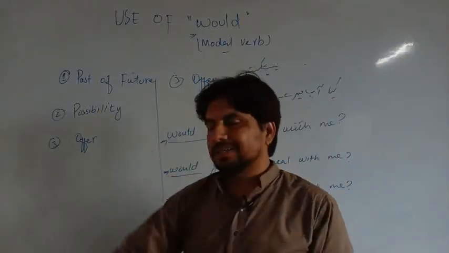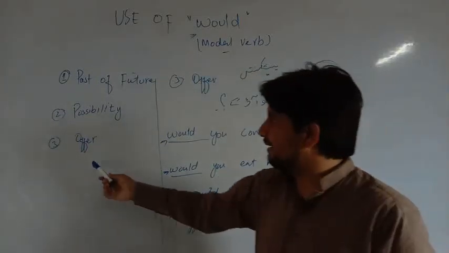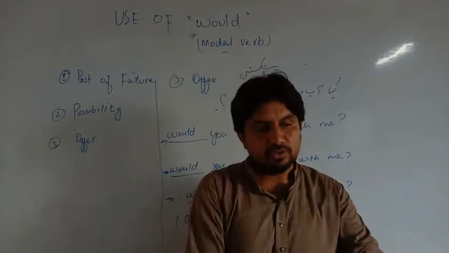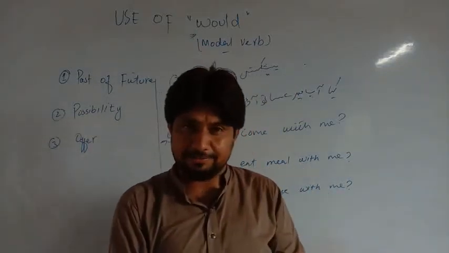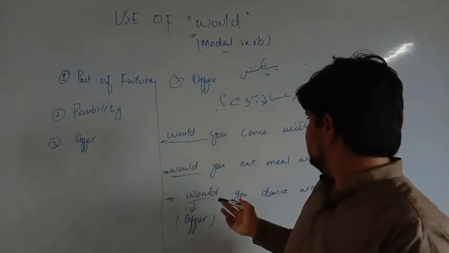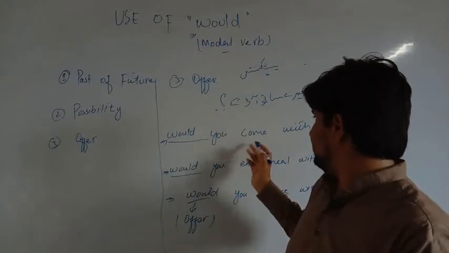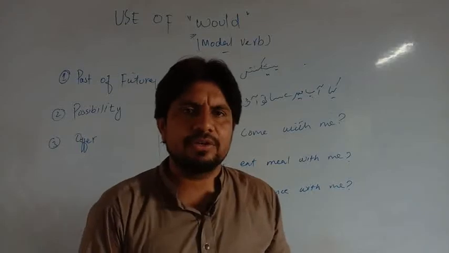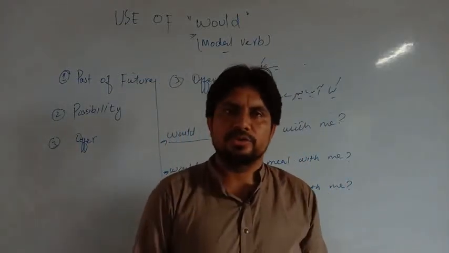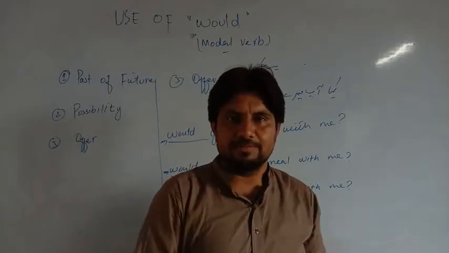So that comes under possibility. And the third one, which is written here, is related to offer. When you are offering someone something like party, like dance, like eating, like gathering, whatsoever you want to offer someone, you are going to use would. Would can be used for offering something to someone.